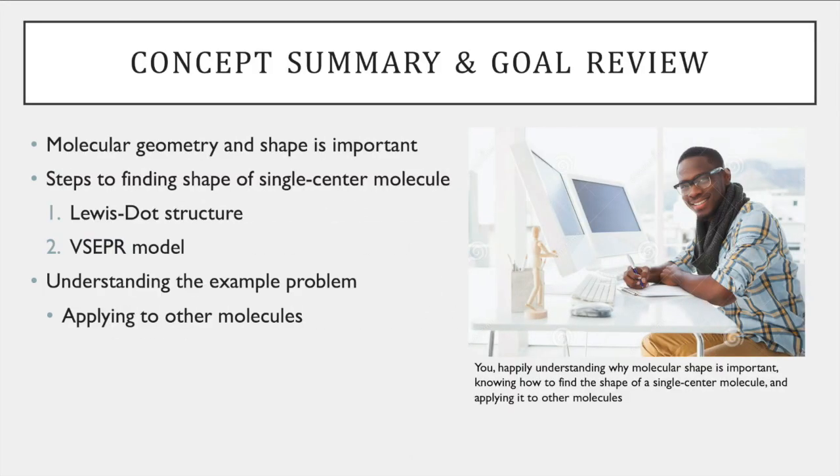So now I've gone over why molecular shape is important because it can give light on molecular properties. I have described the basic scientific explanation and steps to finding the shape of a single center molecule using the Lewis structure and VSEPR model. And I have completed an example problem of how to find the shape of a single center molecule using the steps I explained in hopes of the viewer being able to apply the same steps to other molecules.